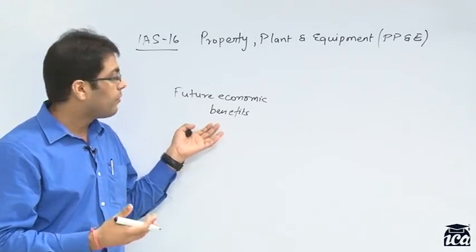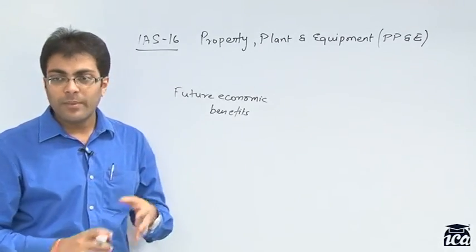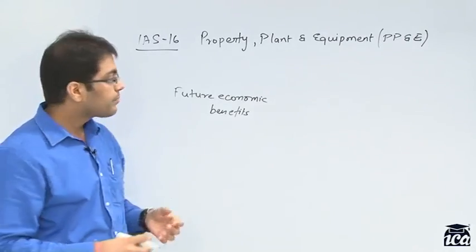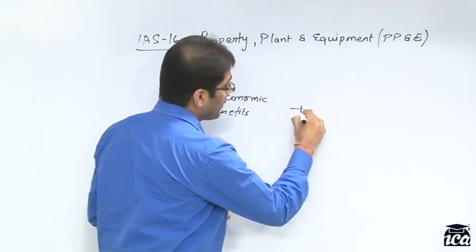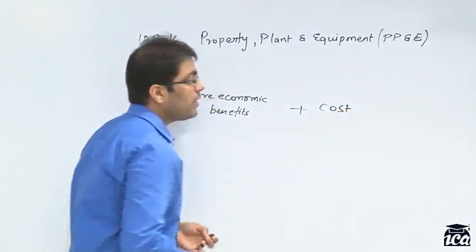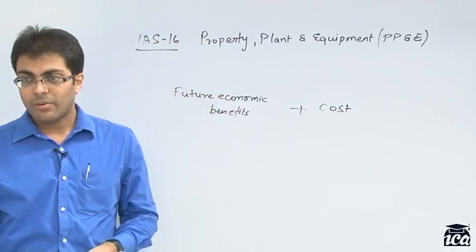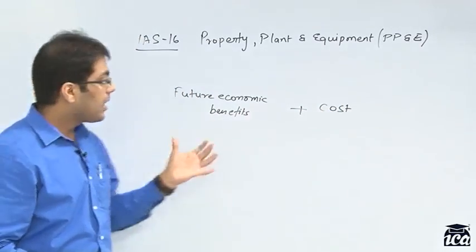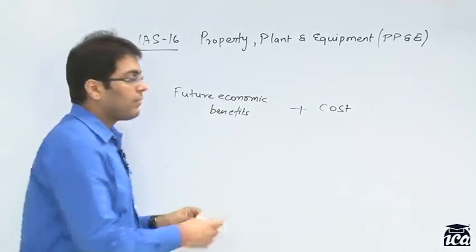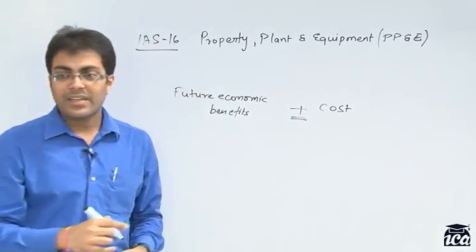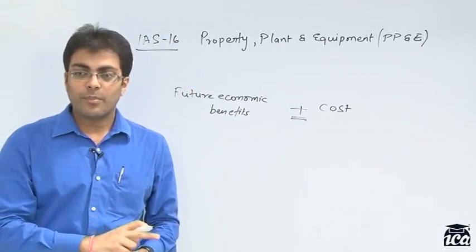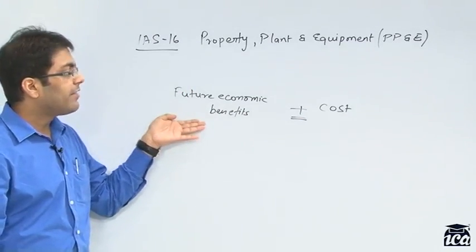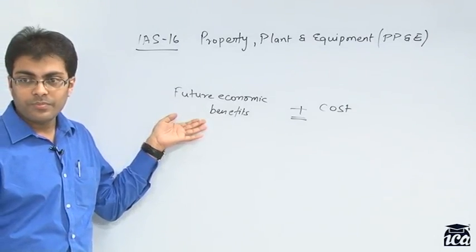And we've seen earlier what future economic benefits may mean, that it should be able to help me produce some goods which I can sell and get back some revenue, right? And the cost of the asset must be measured reliably. Okay? I must be able to identify what is the cost of this asset to me. Now, both these conditions have to be satisfied in order to be recognized as a tangible asset as property, plant and equipment. Just for better understanding, when do you identify that future economic benefits will flow?